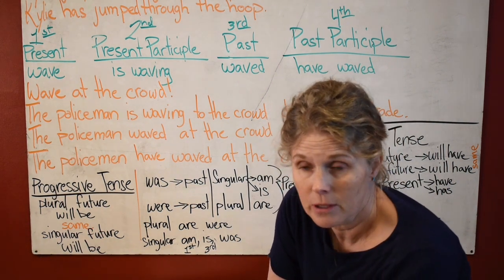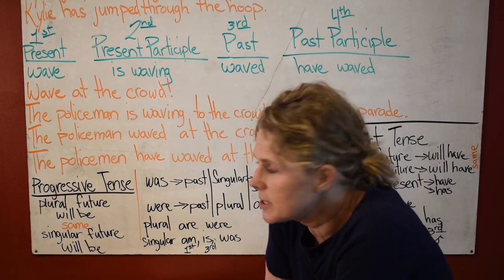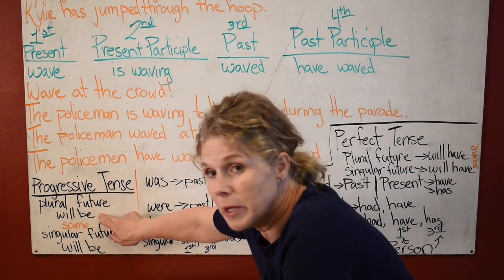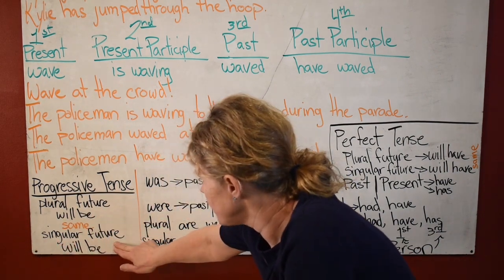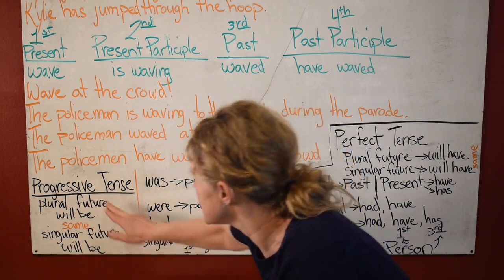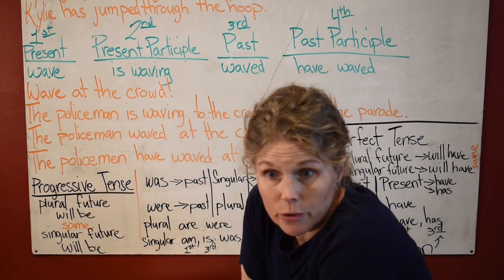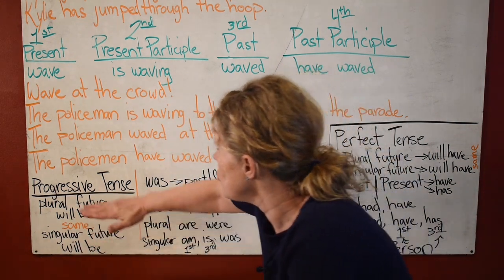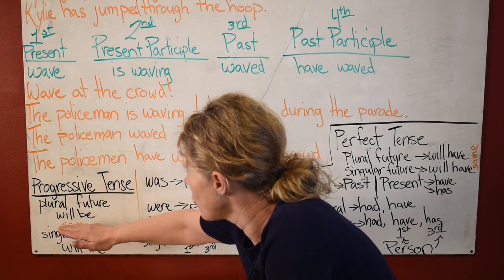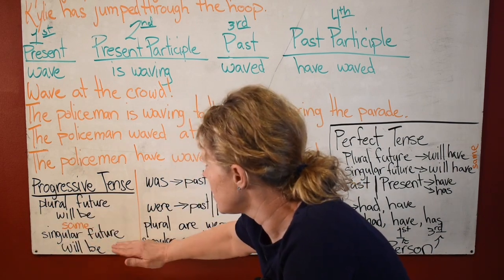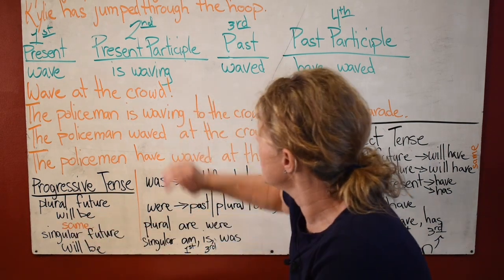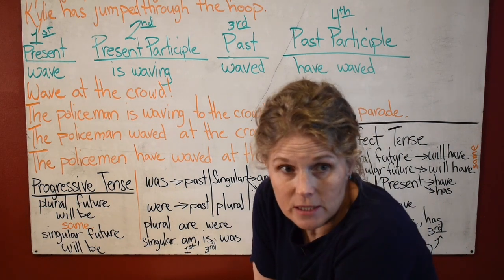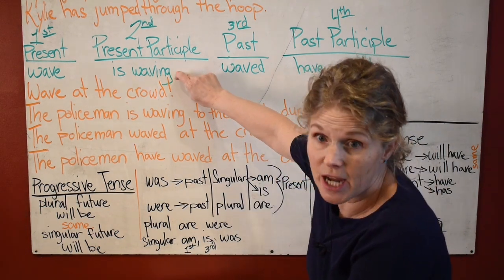And so I don't think we remember it as much because the things that we talk about first often get remembered. So I'm starting more towards the end, and we're gonna talk about the plural future, which is will be. The singular future is will be. It's the exact same thing. So this is really easy to remember. You don't have to wonder, oh, what should I use with that? If you want progressive tense, you are going to use for the future will be. So I will be waving. That's progressive tense. Anything with progressive, you are going to have the ing attached to it.